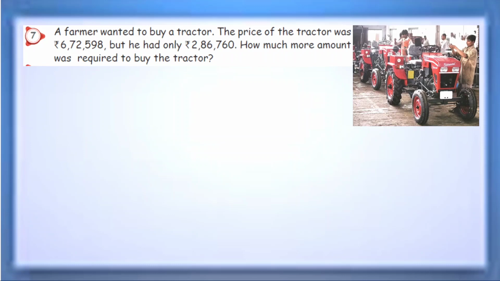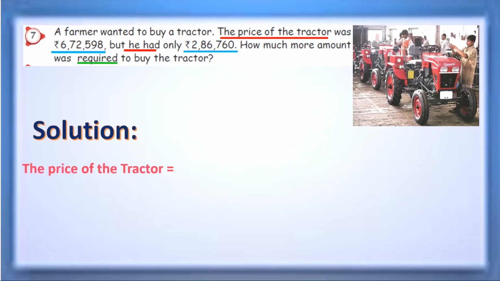So here we need to do the subtraction, ma. So try to understand the question. Which amount is greatest? The price of the tractor, isn't it? Okay. So from that only we need to subtract the 2,86,760 rupees. Okay. Let us start to do the solution. So here the price of the tractor was 6 lakh something, and farmer had this amount, right? So here required is the hint word. So we need to do the subtraction. So let us start.